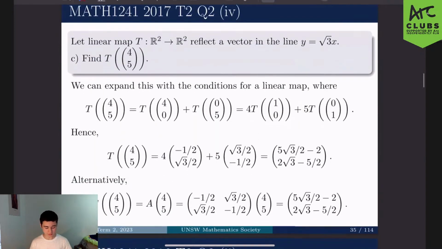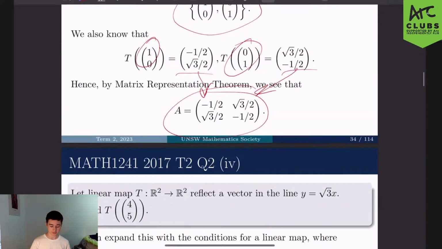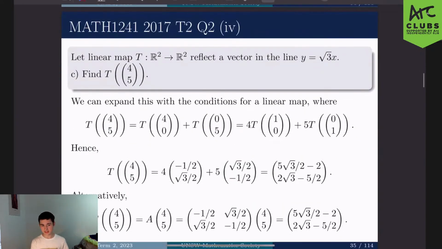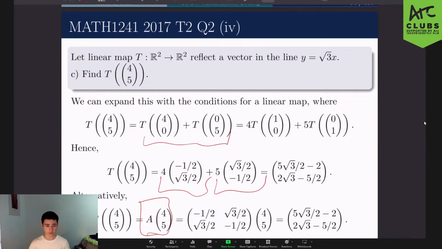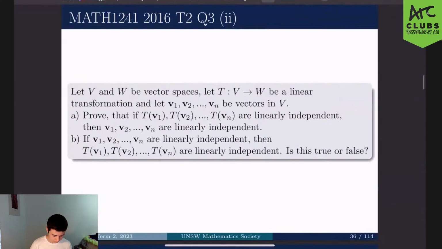Next question. Now we're going to find T of (4, 5). We're going to transform the vector (4, 5) through T. As we just went over, we have found a matrix. We can just multiply it by the matrix, and that immediately gives us the solution, as given here. Or we can break it up into two components, where we have 4 times the x unit vector plus 5 times the y unit vector, and so on. So, next question.